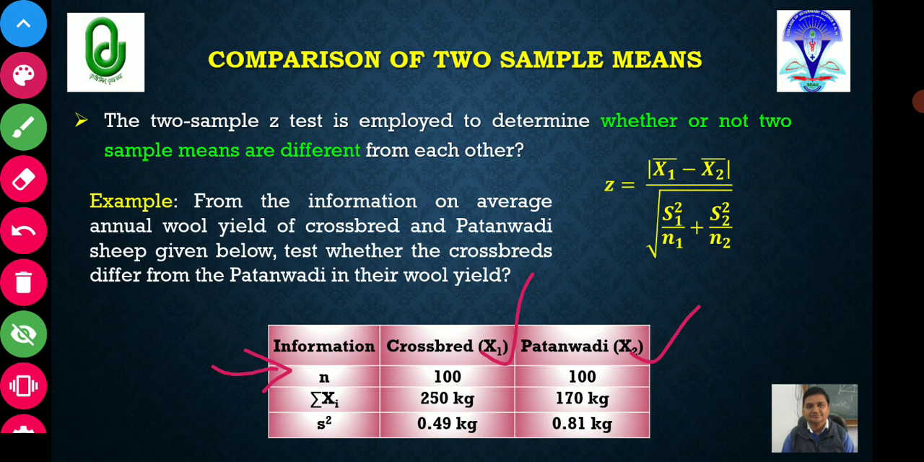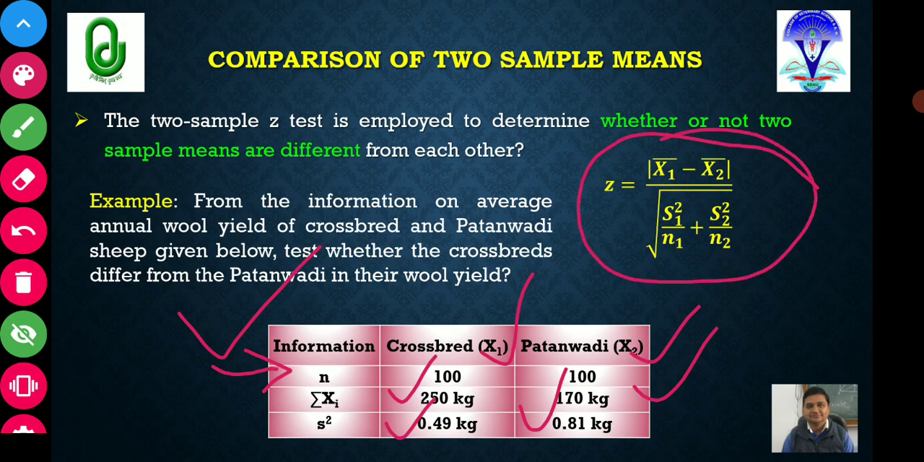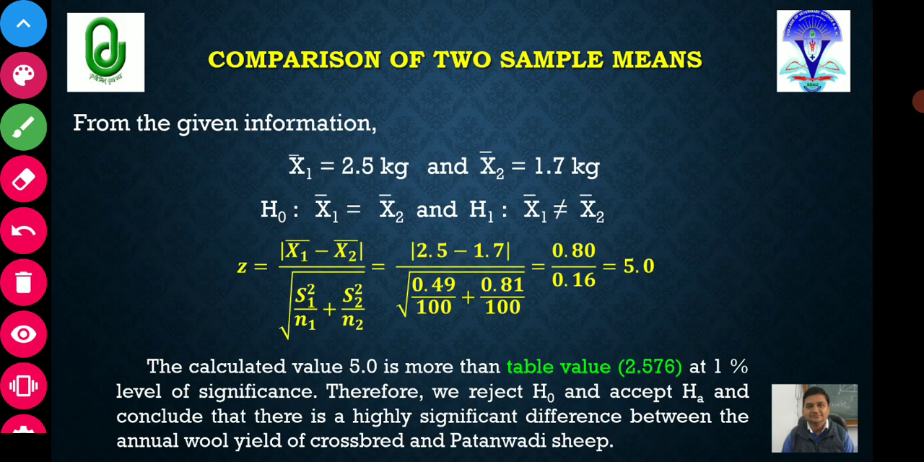So, here the mean is given. Okay, just a minute. Summation xi is 250 kg for the crossbreed, and for the pattern body it is 170 kg. The variance is given as 0.49 kg for the crossbreed, and for the pattern body it is 0.81 kg. So, this is the data that you have been given, and this is the test statistic for comparing two samples, that is x1 bar minus x2 bar, the difference of the two sample means, divided by the standard error of the two samples. This is the proper test that we have applied.